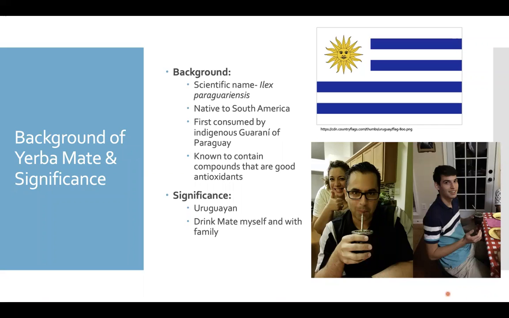Its significance to me is that I am Uruguayan, and mate is a big part of our culture. Mate is a drink that is consumed consistently all over the country. My family and I here drink mate a lot, and it is a staple at family gatherings. To the right is a picture of the Uruguayan flag and a picture of my father and me drinking mate.